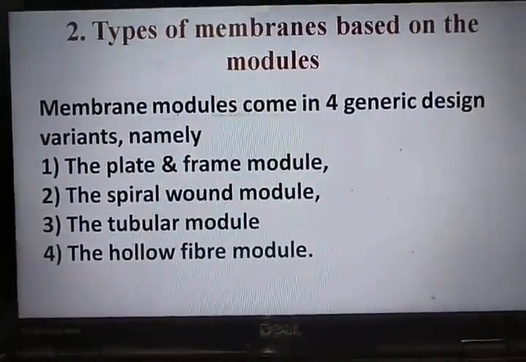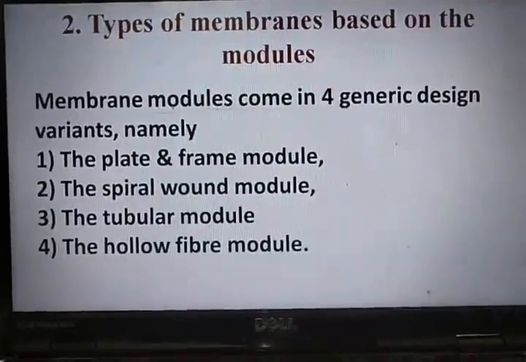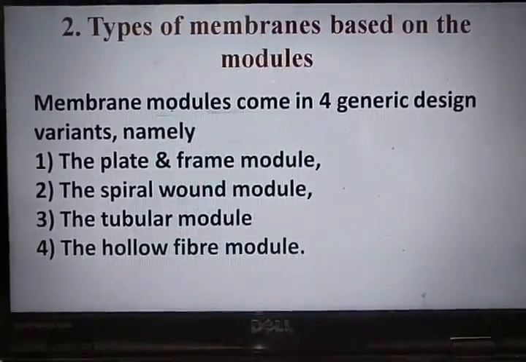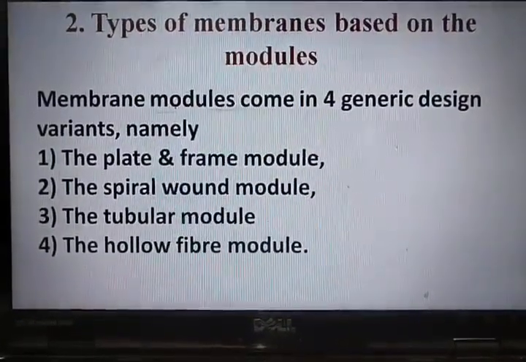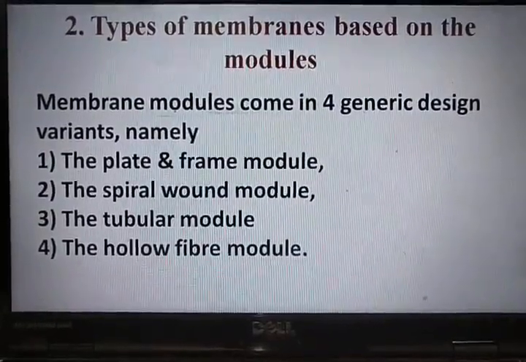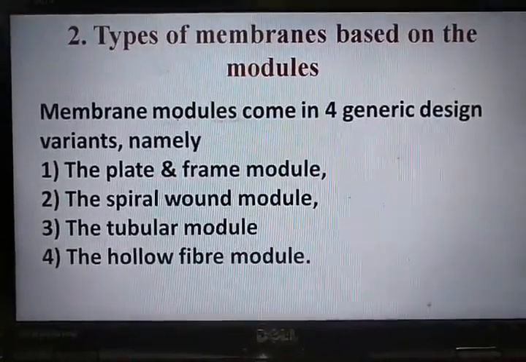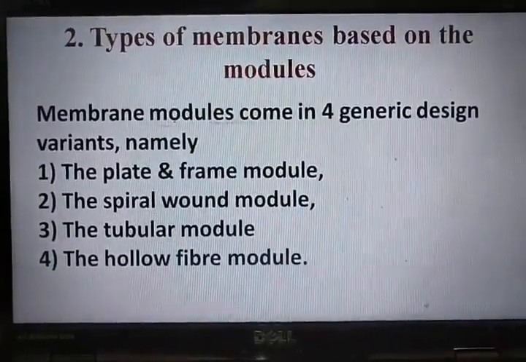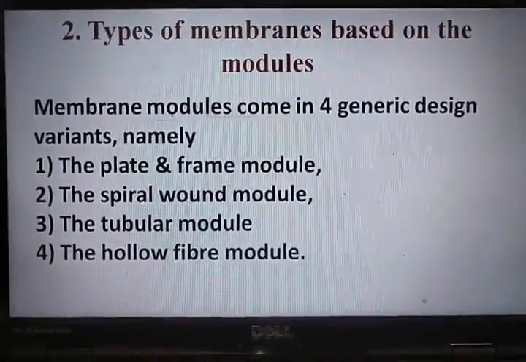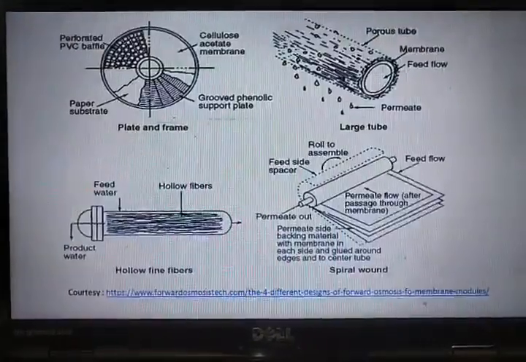Based on the modules, like I was telling, membranes are classified as the plate and frame module, the spiral wound module, the tubular module and hollow fiber modules. These are generic modules mostly used in reverse osmosis technologies.